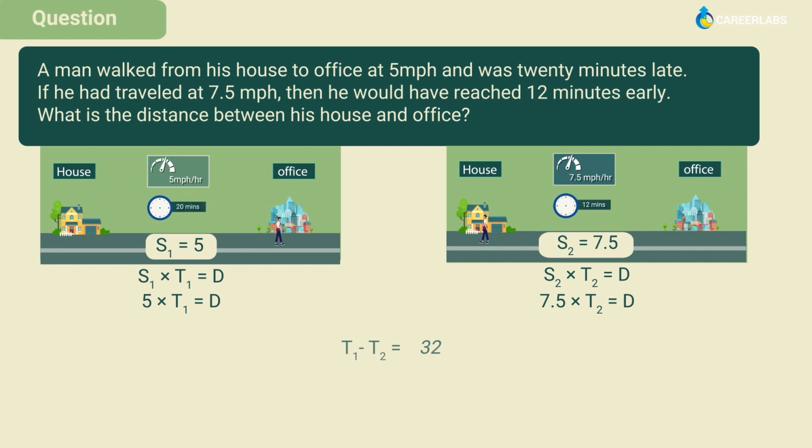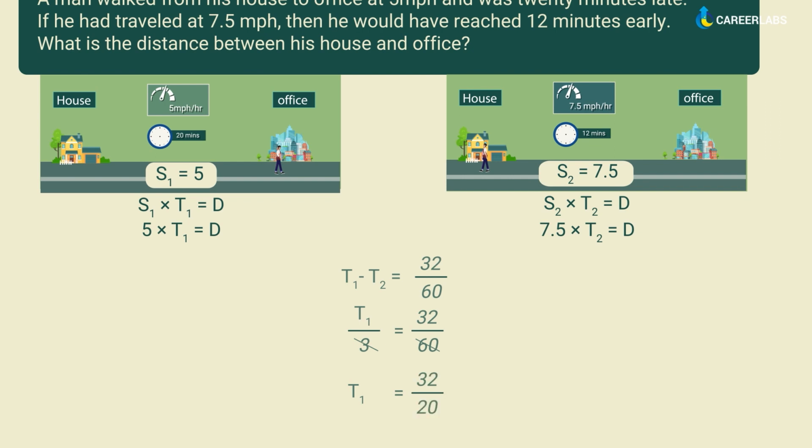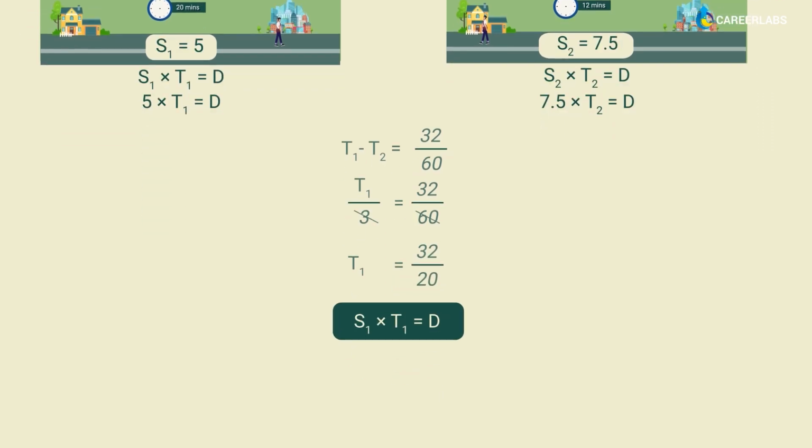We have to convert these 32 minutes into hours. Why? Because every value in the question is given in miles per hour. So we have to divide this value by 60. So 1/3 of T1 is equivalent to 32 minutes. Solving this equation will give us T1 equivalent to 32 by 20. Now if you substitute this in the distance formula, where we know the speed is 5 miles per hour and the time taken corresponding to that speed is 32 by 20, simply multiplying this, we will get the answer as 8 miles.